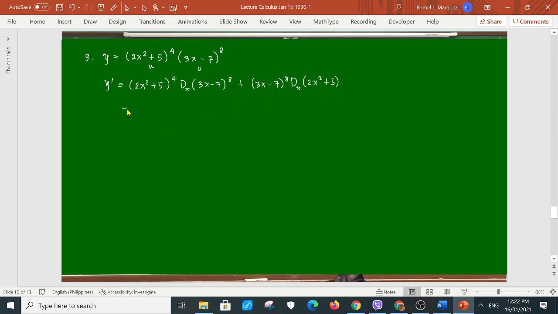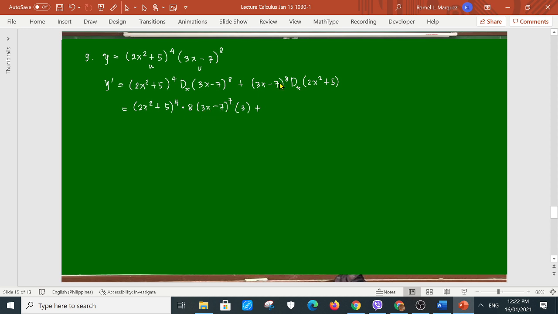So, that is equal to 2x squared plus 5 raised to 4. What's the derivative? That's the general power: drop the exponent, copy the base, subtract 1 from the exponent, times the derivative of the base. So, 3. Okay? Did you get that, guys? What is the derivative of this general power? Drop the exponent, copy the base, subtract 1 from the exponent. So, 7 now. Derivative of the base.